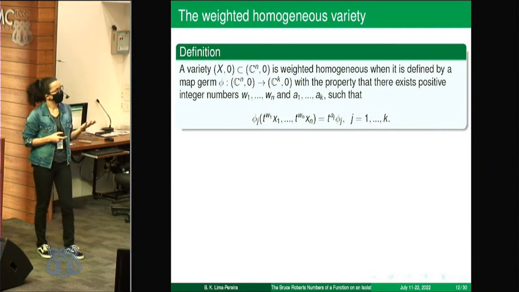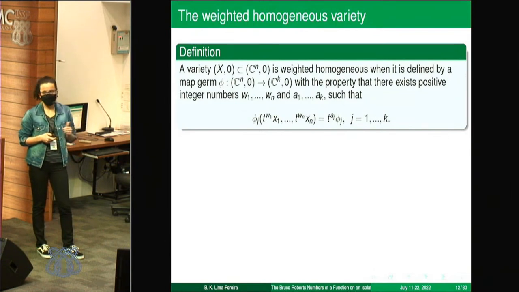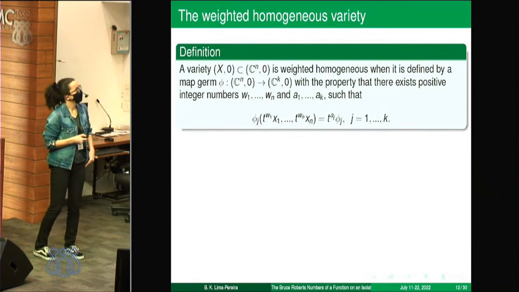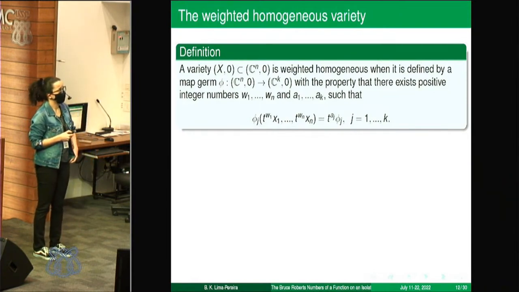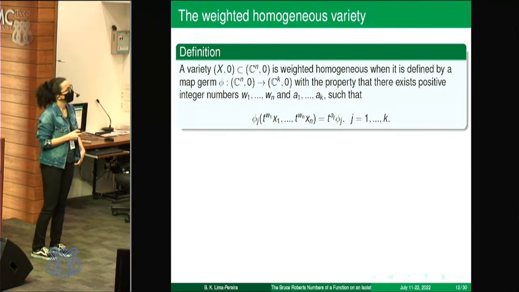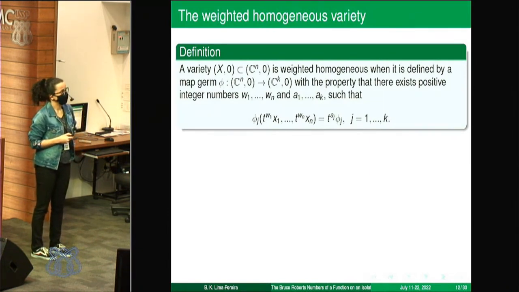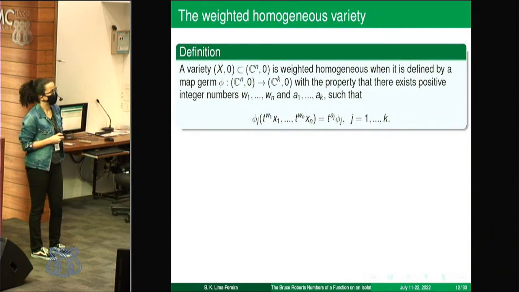And when the isolated hypersurface singularity is weighted homogeneous, we know about the relation between these numbers. So first, I will define when a variety is weighted homogeneous. A variety X is weighted homogeneous when it is defined by a map germ phi from C^n to C^k with the property that there exist positive integer numbers w_1 to w_n and a_1 to a_k satisfying this condition with j from 1 to k.